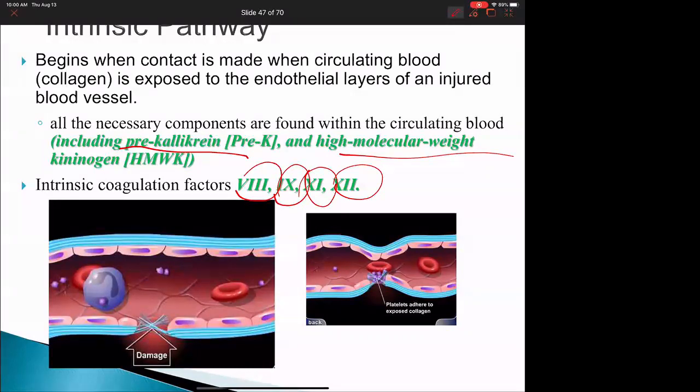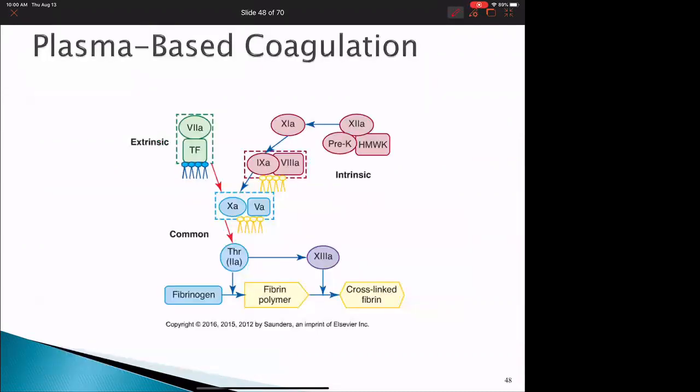And this picture shows you nicely when there's damage. You already saw this in your other lecture, but when there's damage to the blood vessel, exposing the subendothelium, platelets come in to adhere to the site of injury. This right here shows us all three pathways of the plasma-based model of coagulation. You have your extrinsic pathway, your intrinsic, and then you have your common pathway.